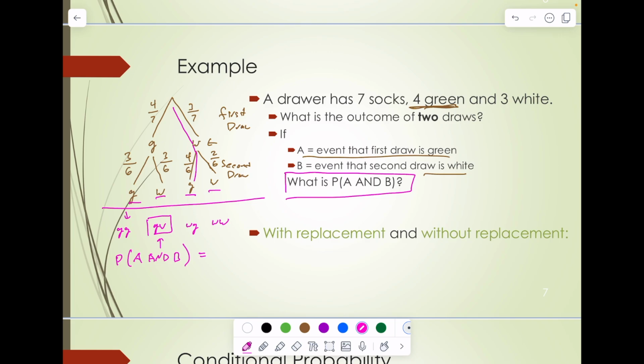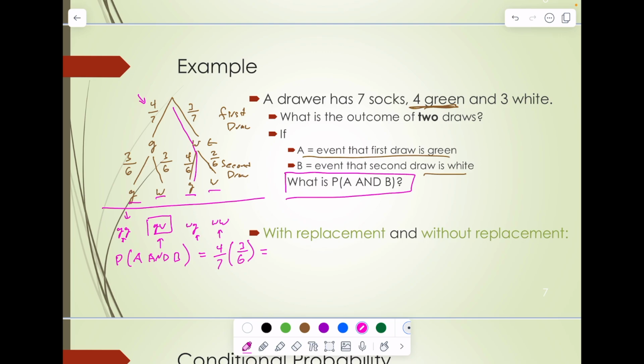Not 1 in 4, because these things are not equally likely. In order to compute this probability, I've got to think the probability of getting the green sock first is 4 out of 7, and then after that has happened, I have a probability of 3 out of 6 of getting that white sock. And so I'm going to multiply, because these things are happening in stages.